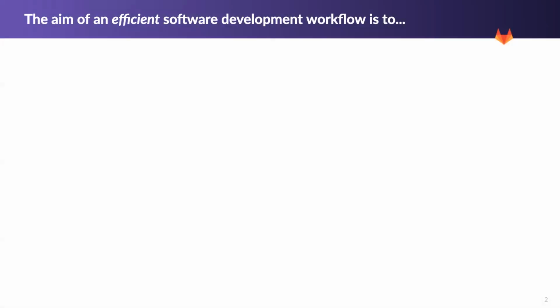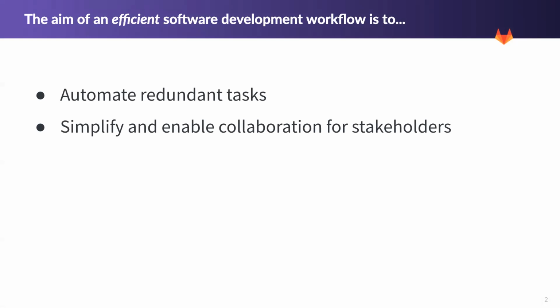Let's establish why the question is important. Consider there are many inputs and outputs to creating and delivering great software. The aim of an efficient software development workflow is to automate redundant tasks. This reduces context switching and minimizes clicks. To simplify and enable collaboration for stakeholders, following the workflow becomes natural and informs users of actions and inputs needed.